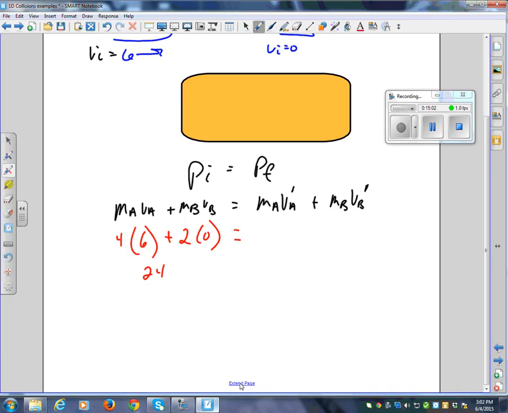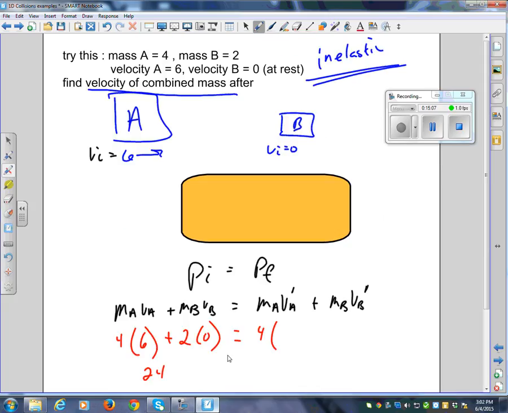How much do I have after? 4. Oh, now hang on here. I think I made a mistake. This is a combined mass, right? Yeah, okay. So this is wrong over here, isn't it? It should read mass of A plus B together times velocity of A plus B together. I've got the total mass of A plus B together. Mass of A plus B. Velocity of A plus B.